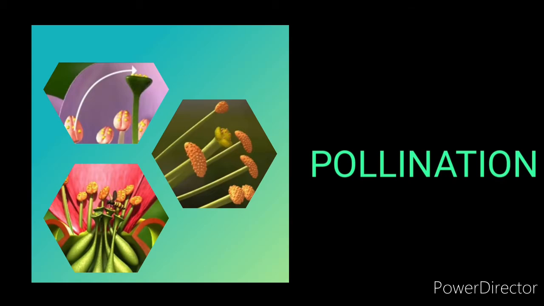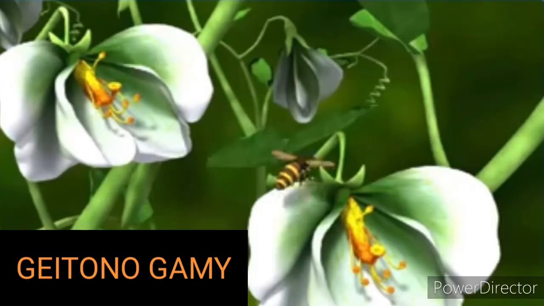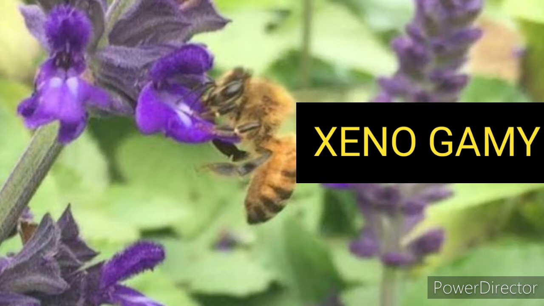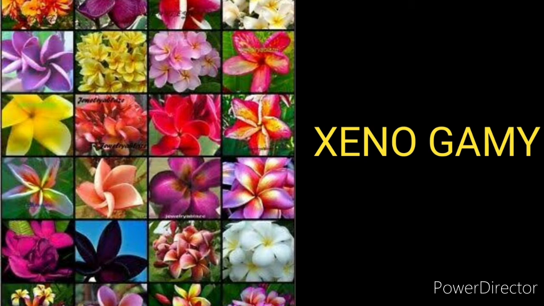Then next, we discussed geitonogamy: transfer of pollen grains from the anther to the stigma of another flower of the same plant. Then we discussed xenogamy, or cross-pollination: transfer of pollen grains from anther to the stigma of a different plant. This is the only type of pollination which brings genetically different pollen grains to the stigma.